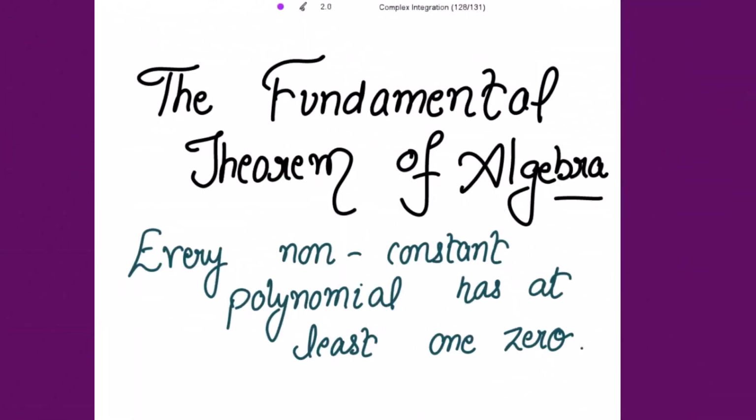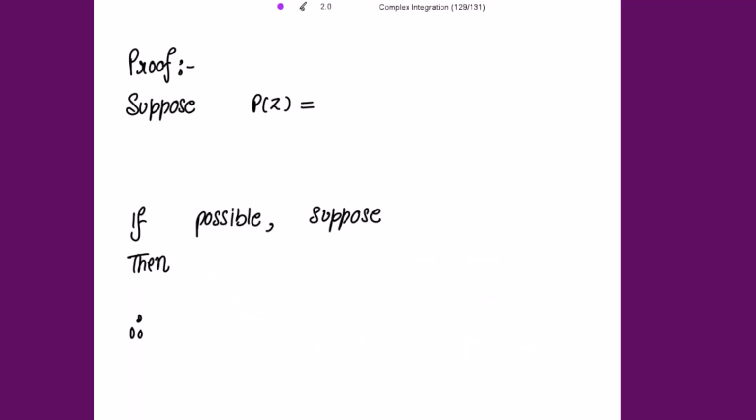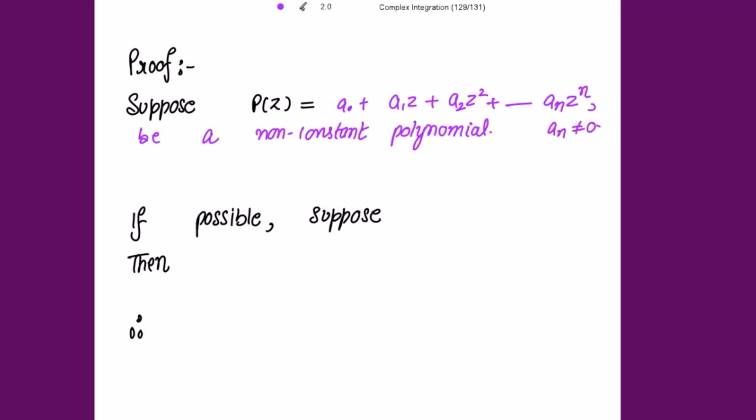The fundamental theorem of algebra states that every non-constant polynomial has at least one zero. So for the proof, let's take one non-constant polynomial. Let P(z) be that non-constant polynomial, equal to a0 plus a1 z plus a2 z squared, and so on up to an z to the power n, where an is non-zero. Now we need to prove that this polynomial has at least one zero.